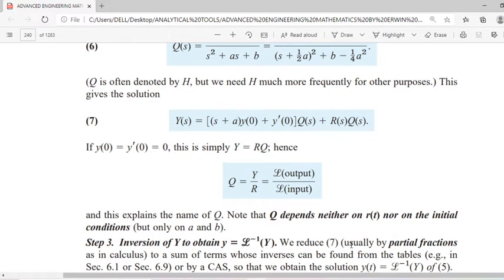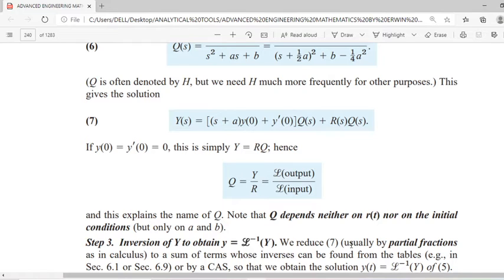Now consider the initial value problems. We assume that y of 0 equal to y dash of 0 equal to 0. So we will get y of s equal to r into q, or q is equal to that. That's just rearrangement. So y is equal to r into q if and only if y of 0 equal to y dash of 0 equal to 0.